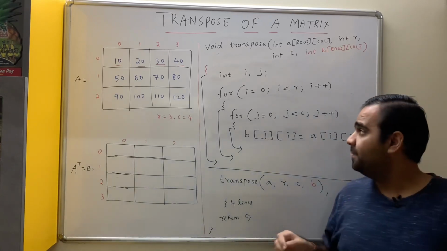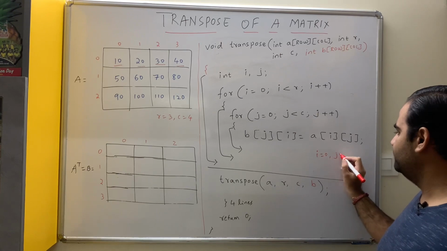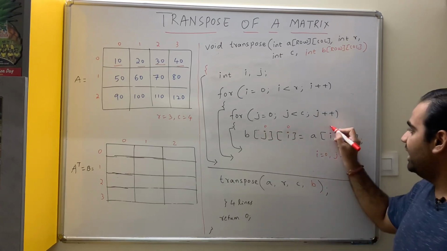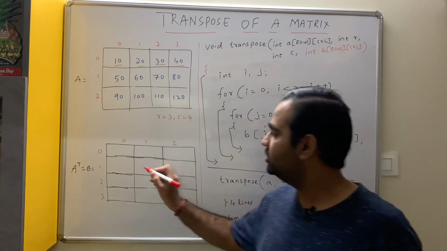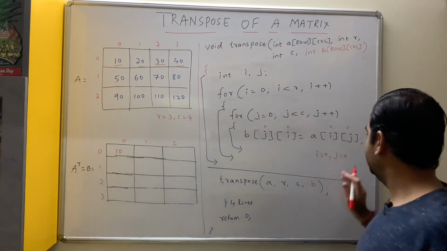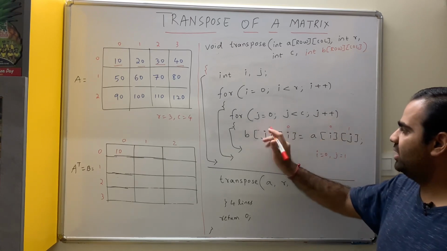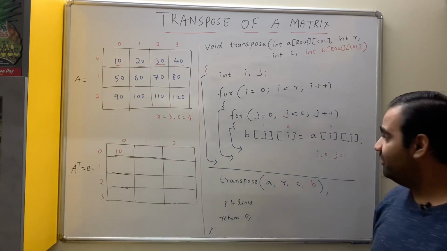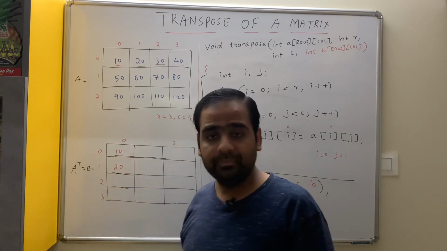Now what will happen? The value of I is 0, the value of j is also 0. Therefore B of 0 0 is equal to A of 0 0. Take the value of A of 0 0 and write at B of 0 0. Therefore 10 is written over here. Now you say j plus plus, the value of j will become 1. Now you take the value of A of 0 1. A of 0 1 is 20, and where do you write? You write at B of 1 0. You write 20 here. Fair enough.